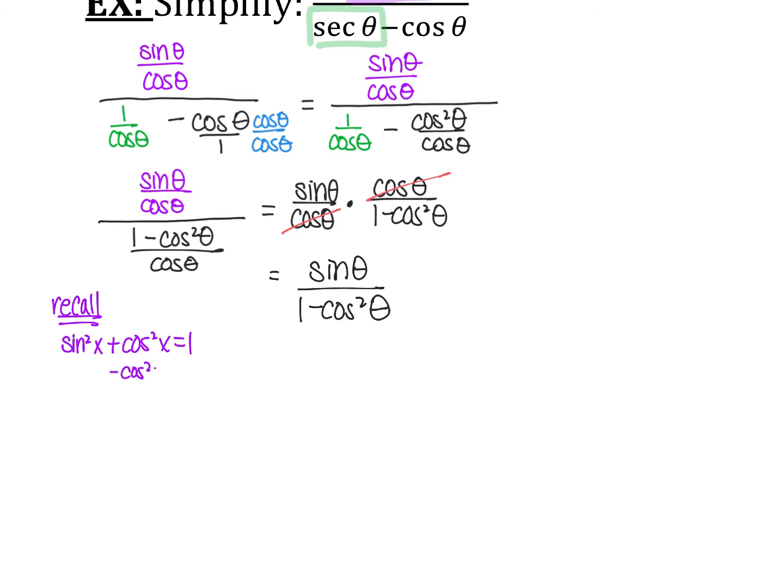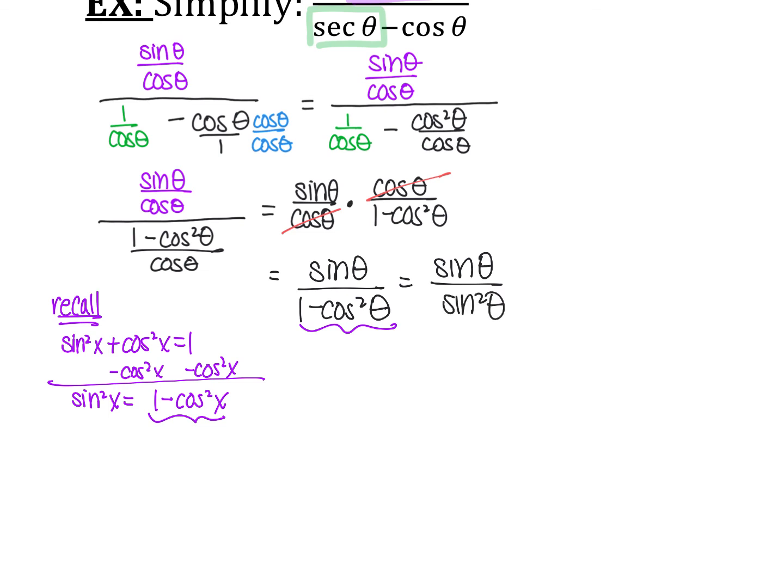If I subtract cosine squared of x, does it look like that? I would get sine squared x equals 1 minus cosine squared x. So really, I can take this 1 minus cosine squared x and replace it with sine squared. So we have sine over sine squared. Close to being done.